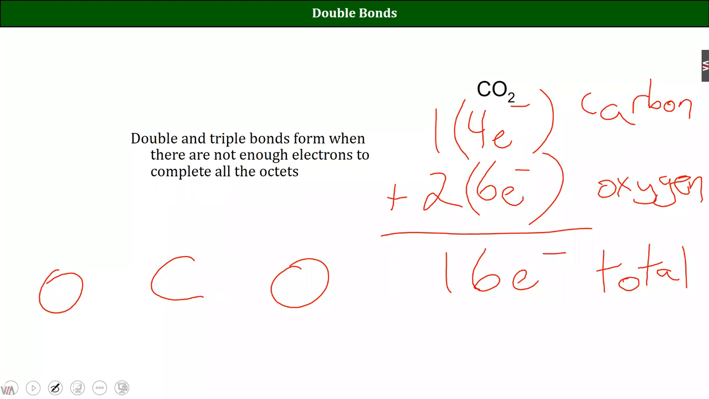So for CO2, we also wind up with 16 electrons. Four from the single carbon, and then each oxygen brings 6 valence electrons for a total of 16 valence electrons. We know carbon has to go in the middle because carbon is less electronegative than oxygen. So it's worse at pulling electrons towards itself. So we can start by drawing bonds between the carbon and the two oxygens.